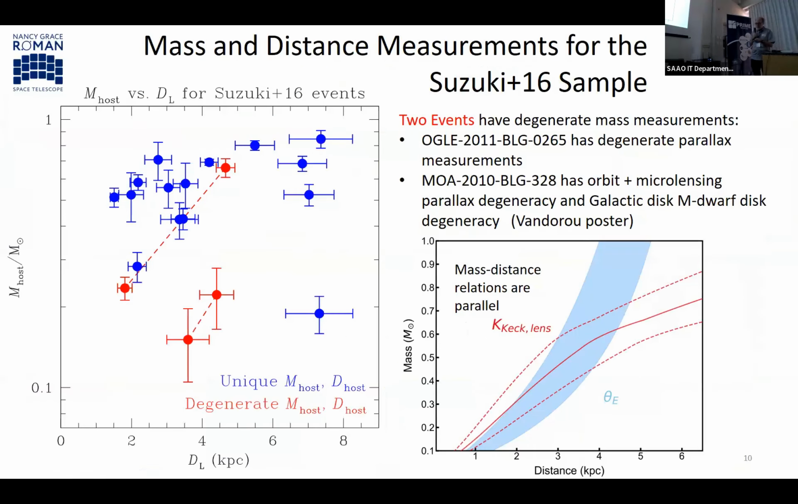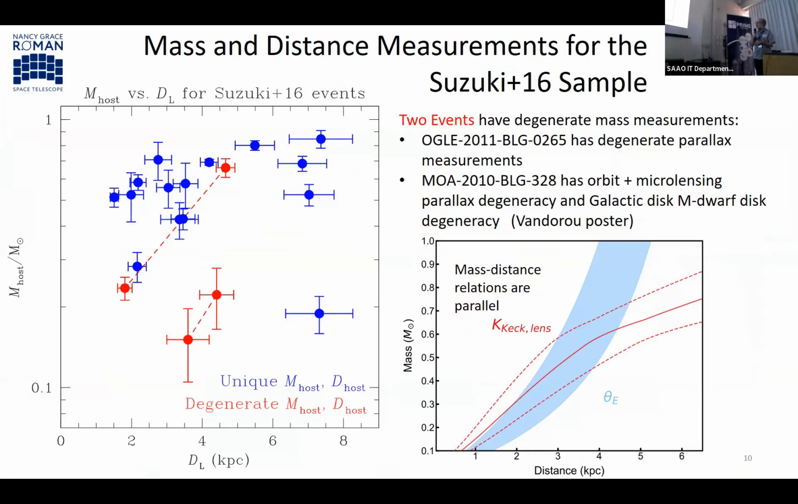And so then this shows the summary of where all the mass measurements are. Some of these are from microlensing parallax only. This event has a degeneracy in two different microlensing parallax models. This one has another degeneracy. This is the one that Katie's going to talk about. And this degeneracy has to do with additional features having to do with orbital motion and compared to the source.